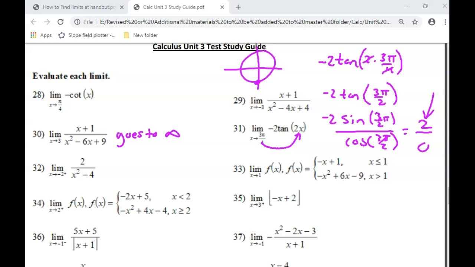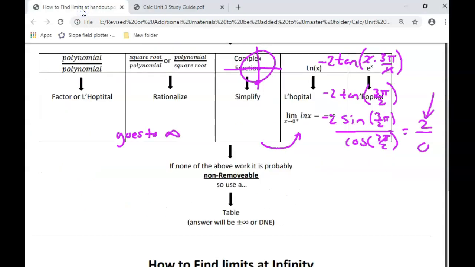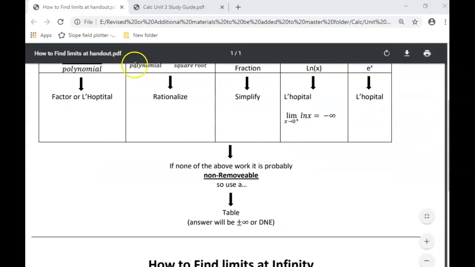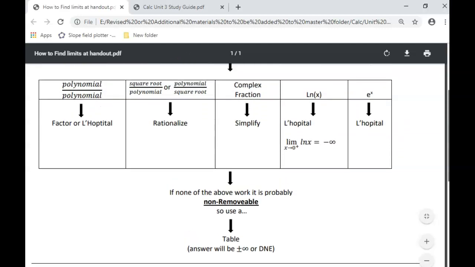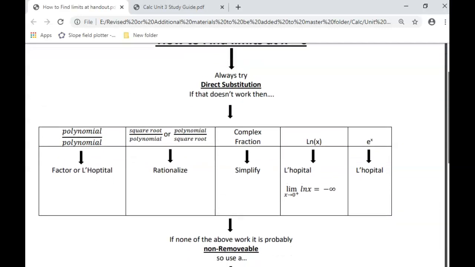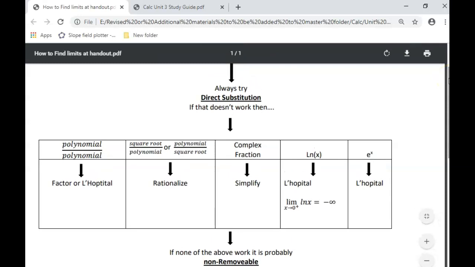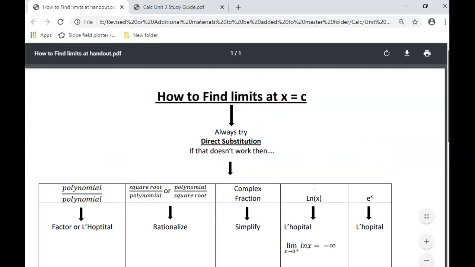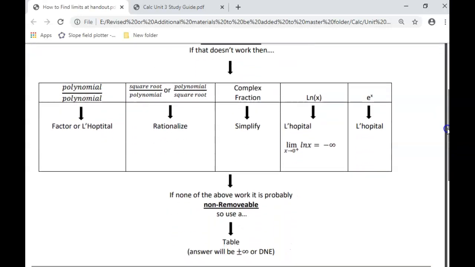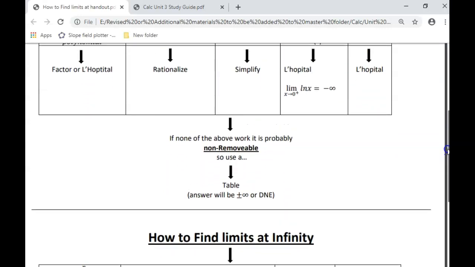When you're finding the limit at a number, notice I didn't really include anything about trig functions here. And that's because when you can't do the limit of a trig function, there is no limit. It's going to be positive infinity or negative infinity or does not exist. So I didn't even bother including a category here when you're trying to find a limit at a specific number for a trig function. So basically, if you have a discontinuity with a trig function at a number, then it's non-removable and you're going to have to use a table.